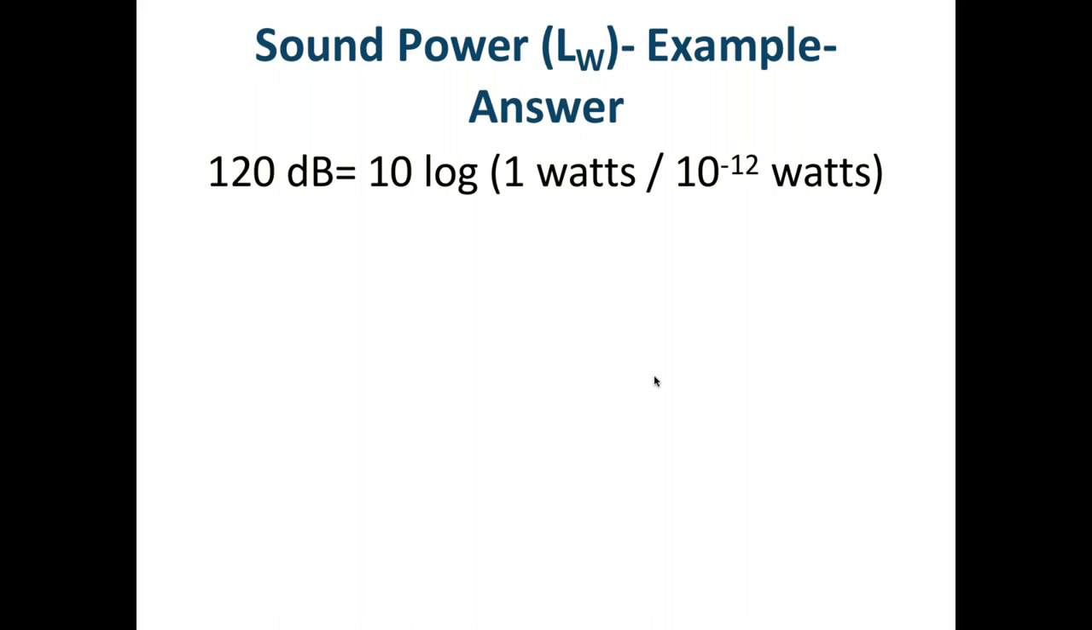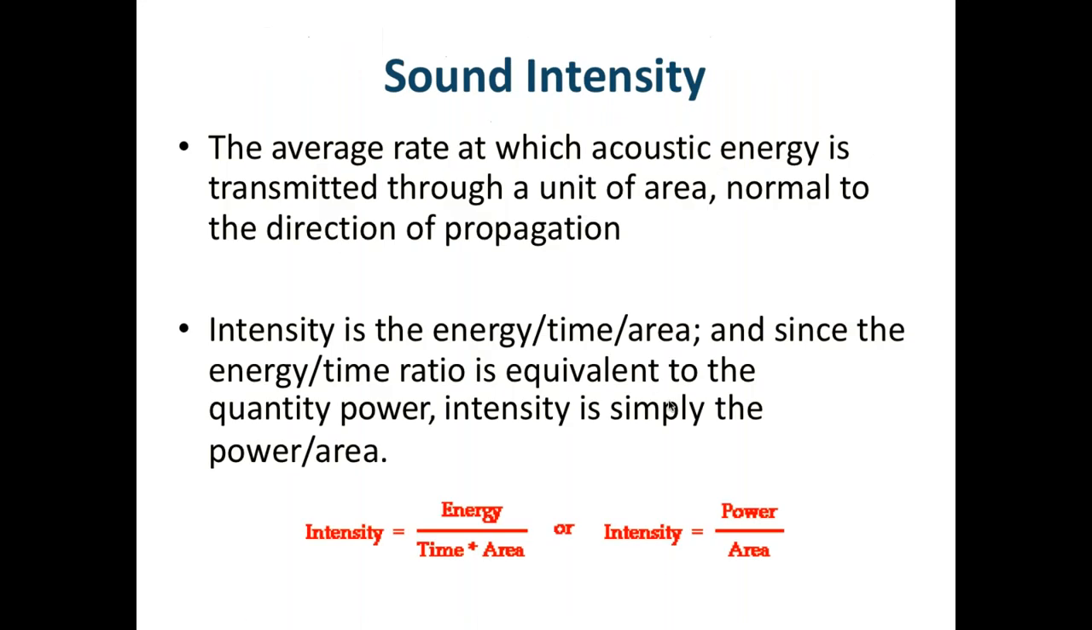So 1 watt divided by 10 to the minus 12 watts is 10 to the 12th, no units, 10 to the 12th, right? The logarithm of 10 to the 12th is what? 12, right? 10 times that is 120. So the amount of sound power being generated by that shipper is 120 decibels. Kind of matches our chart that we were just working with before.